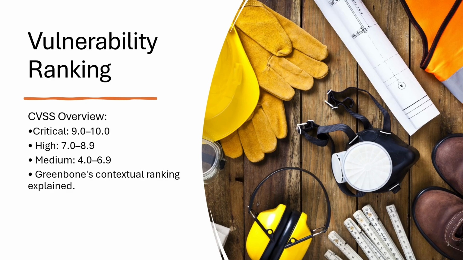What's cool about Greenbone is that it doesn't just rely on your raw CVSS score. It also factors in real world context, like whether there are public exploits available or how easy it is to patch the issue. This helps prioritize vulnerabilities in a way that makes sense for the environment. For example, a high risk issue that's easily fixed might take priority over a critical one that requires downtime to patch. It's a really smart way to handle things.